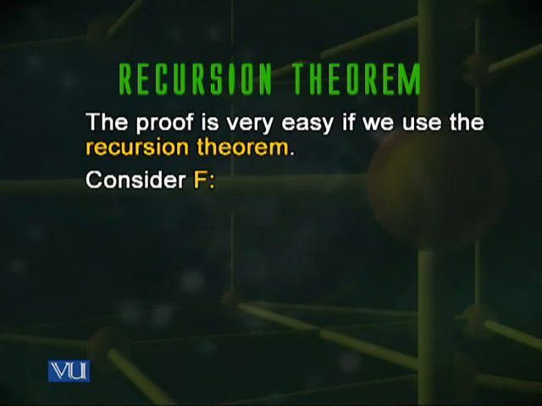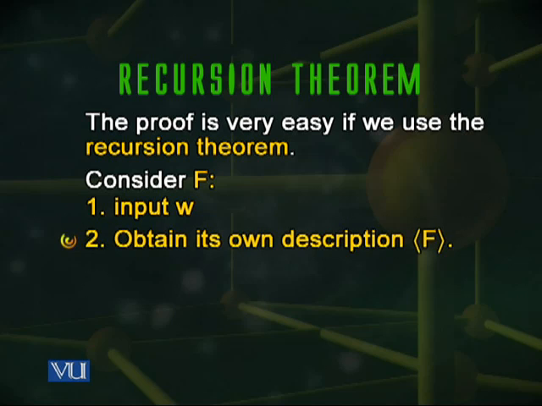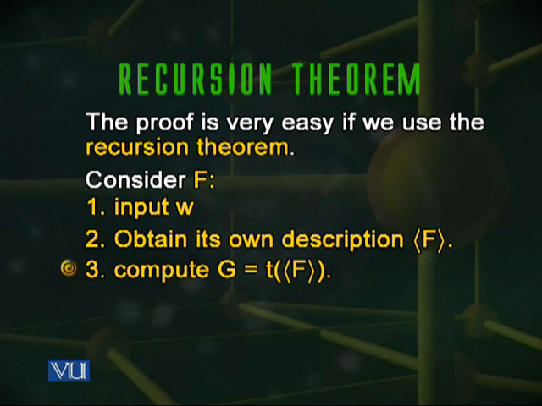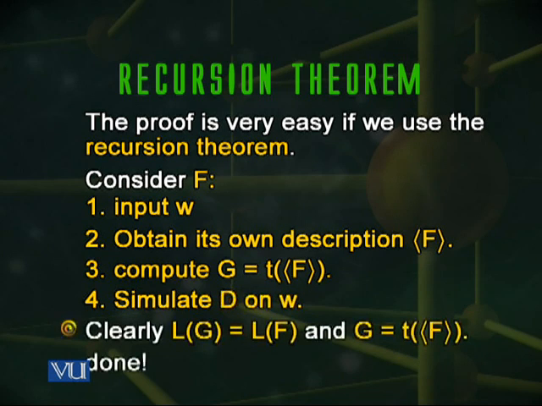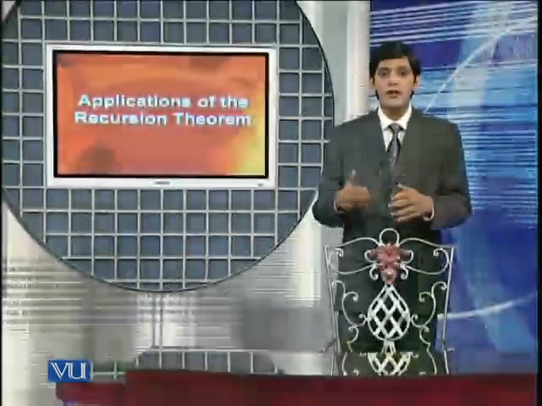Let us consider this Turing machine F, which is described as follows. Its input is W. First, it obtains its own description. So using the recursion theorem, this Turing machine obtains its own description, and then it applies T to itself to obtain another description of a Turing machine G. G is the scrambled copy of this Turing machine, and now it simply simulates G on W. So what will be the language accepted by this Turing machine? Well, the language accepted by F would be exactly the same as the language accepted by G, because it's computing G and then simulating G on its input.